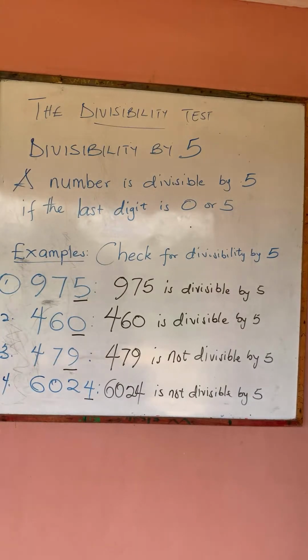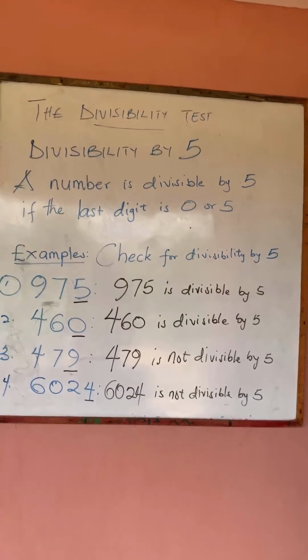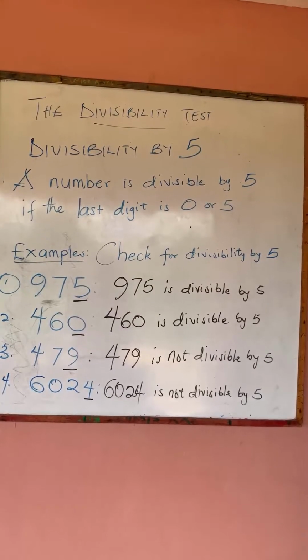Any questions? Any concerns so far? Looking at divisibility by 5, we've stated the rule and we've solved 4 examples, and we've explained why they are divisible and why they are not divisible. Alright, so let's move on to divisibility by 6. Okay? So divisibility by 6.